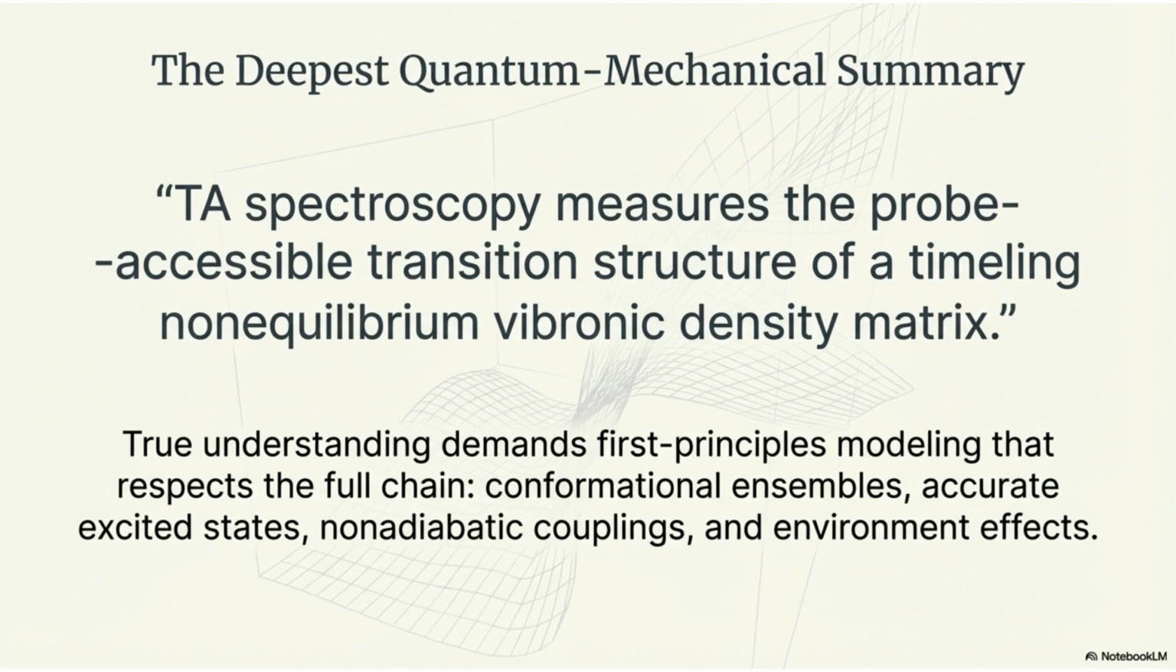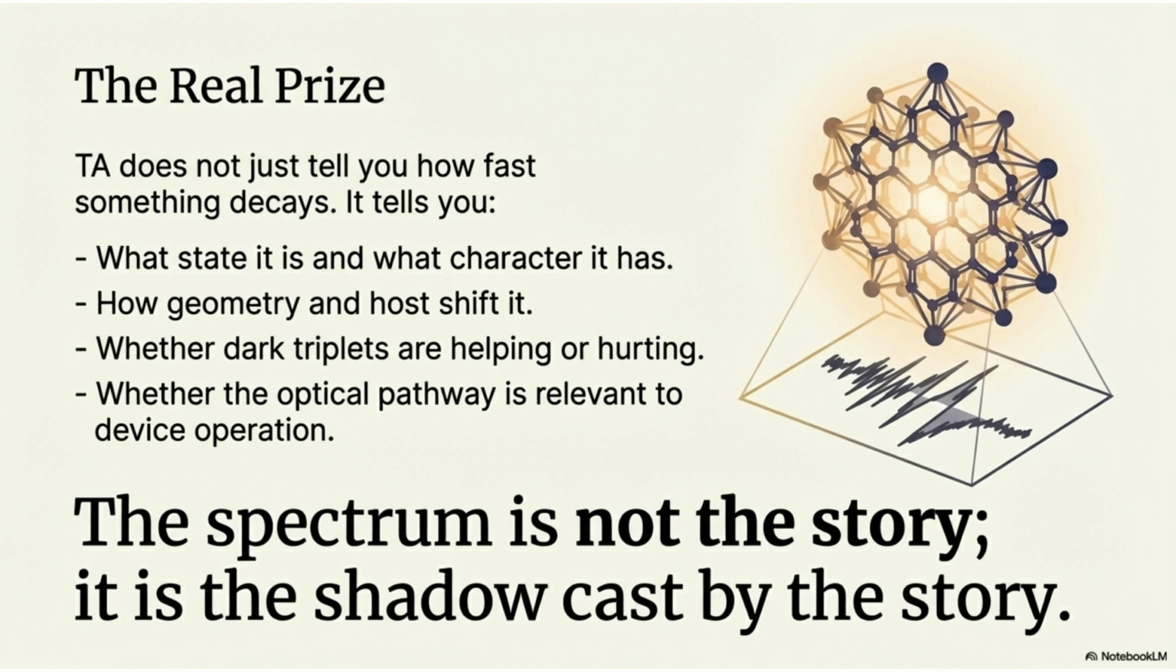TA spectroscopy measures the probe-accessible transition structure of a time-evolving non-equilibrium vibronic density matrix. True understanding requires first principles modeling of the full chain, including environment effects and non-adiabatic couplings. The real prize is that TA tells us the state, its character, how geometry affects it, the role of dark triplets, and if the optical pathway is relevant to the device. The spectrum is not the story, it is the shadow cast by the story.